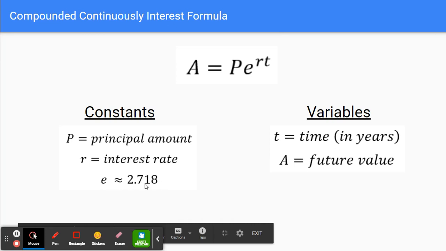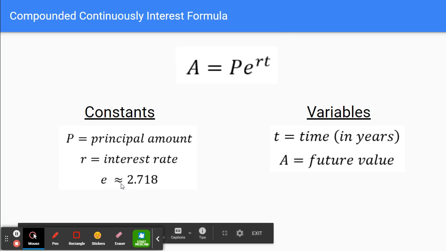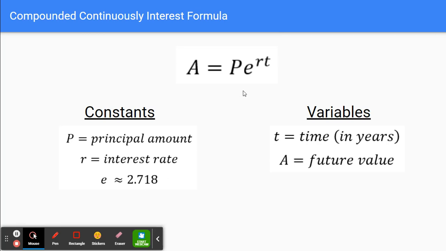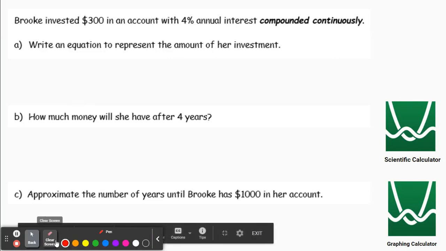e is a special number in math. It's an irrational number. If you remember back in geometry, you had a special irrational number called pi. This is kind of the Algebra 2 version of pi. It is a special irrational number that shows up in our equation here. The variables are the same. t is time and A is future value. So you may see an equation or a problem that looks like this. So now we are talking about compounding continuously.